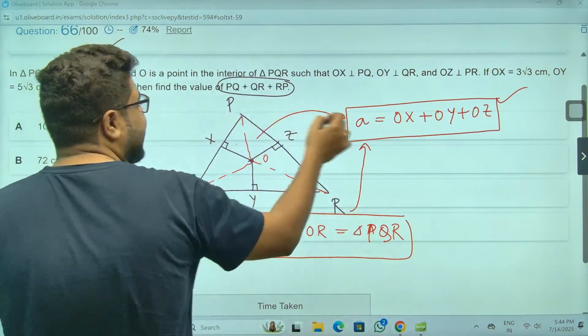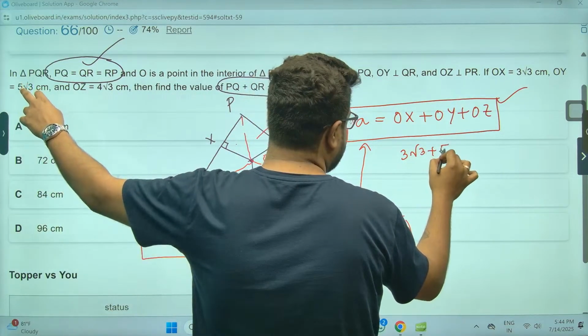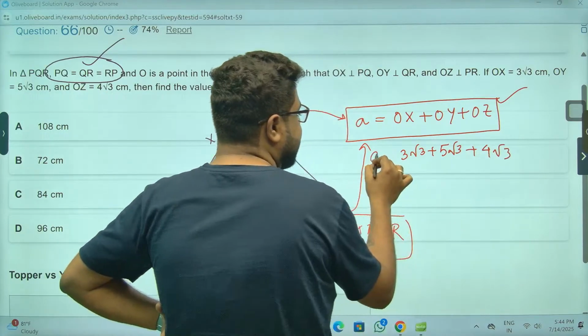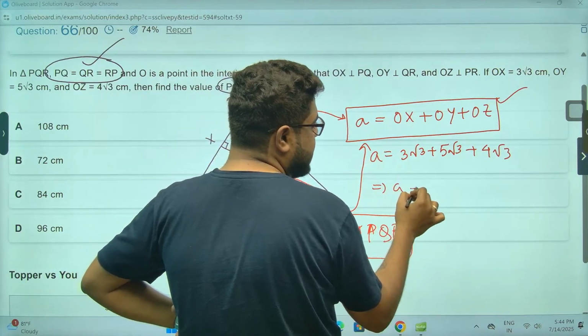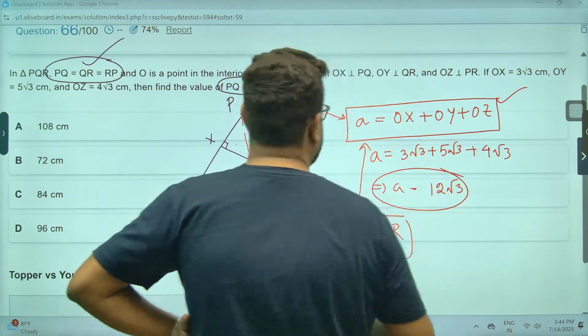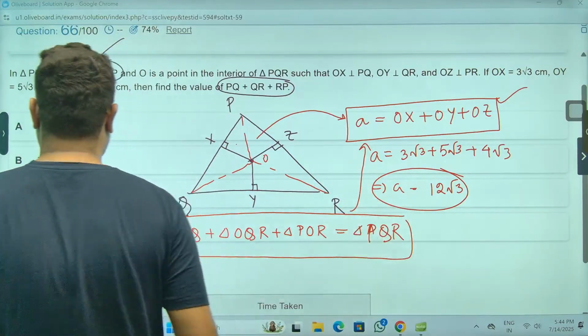Now you see, I know all three values. OX 3 root 3. OY sir 5 root 3. And OZ sir 4 root 3. So this is A. Sir, A will be what, sir? 5 plus 3, 12 root 3. पूछा क्या है sir? So 3A का value. You see, these are all 3A. So 3A will be, sir, 36 root 3.